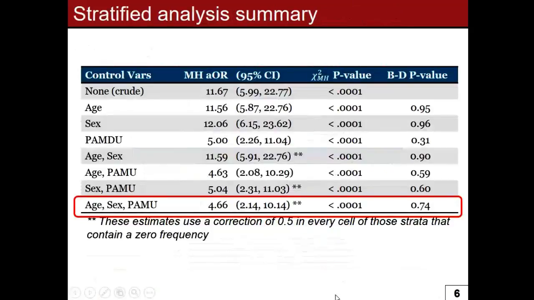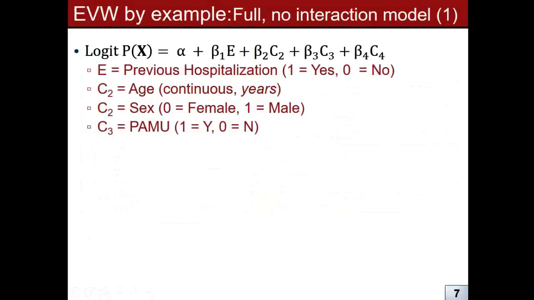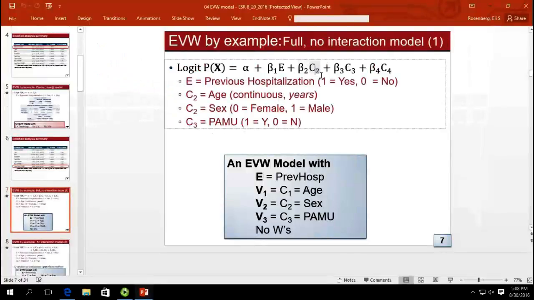Okay, let's take a model. Let's think about age, sex, and PAMU. Here's a different model. This is not exactly that one because this is a no interaction model, but here's a model that has one exposure and 3 C variables. Oh, these are off. Oh no, something happened. We're going to change this. It's not letting me change it.